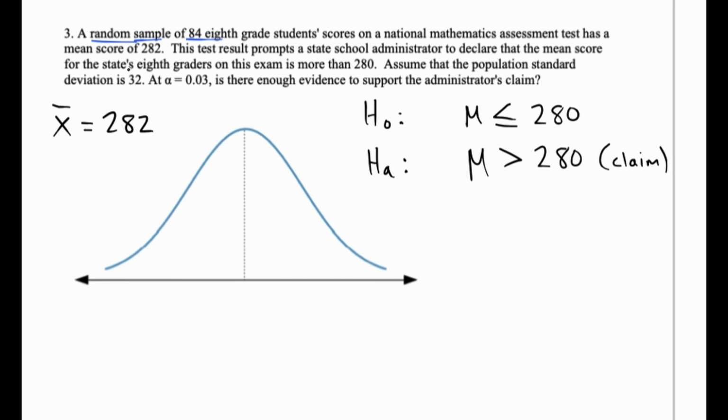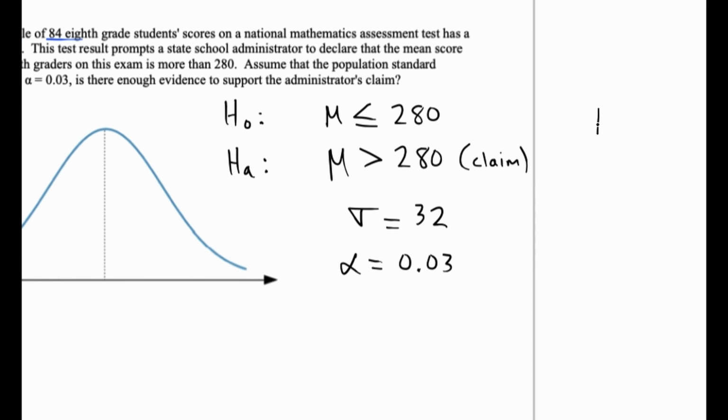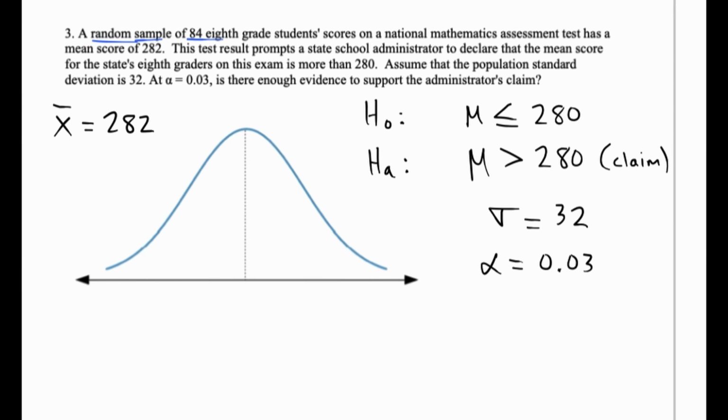Then we want to find that our population standard deviation was given, which means we would be using a Z approach and not a T approach. They give us the alpha in a tail, 0.03. It is a one-tailed test because we only use two-tailed tests when you claim that the mean is equal to something or not equal to it. You know, this is going to be a one-tailed test. So let's draw that one tail.